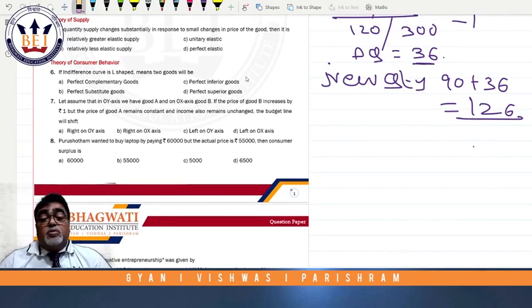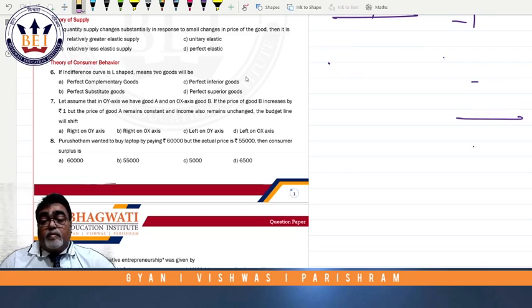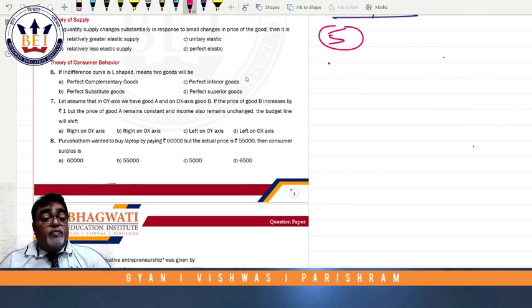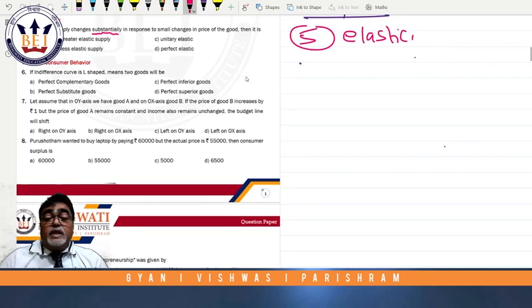Now we should switch to question number 5. If quantity supplied changes substantially in response to small changes in price. So, substantially. My dear students, this question is asking for elasticity of supply. I repeat, the question is asking for elasticity of supply.